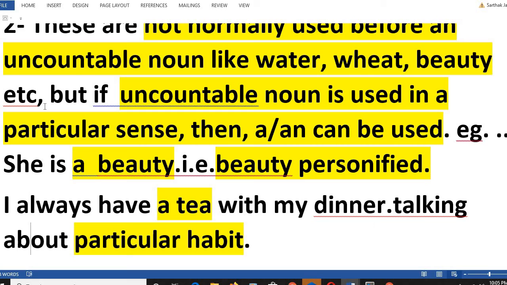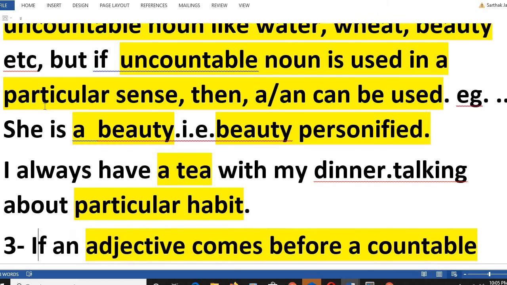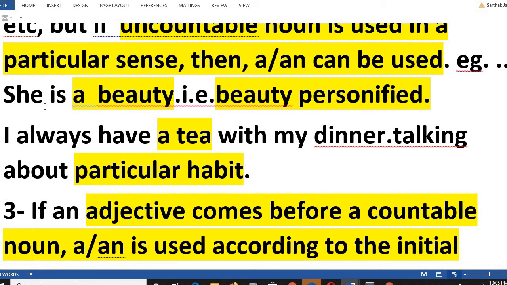For example, a woman is very beautiful, and when you talk about beauty, you always talk about her. She is a beauty. That means she is beauty personified. Next example which I have taken is about a particular habit. I always have a tea with my dinner. That means I am talking about my particular habit. So you will put a before tea. Dear student, beauty and tea are not countable nouns. Still we are putting articles before them.